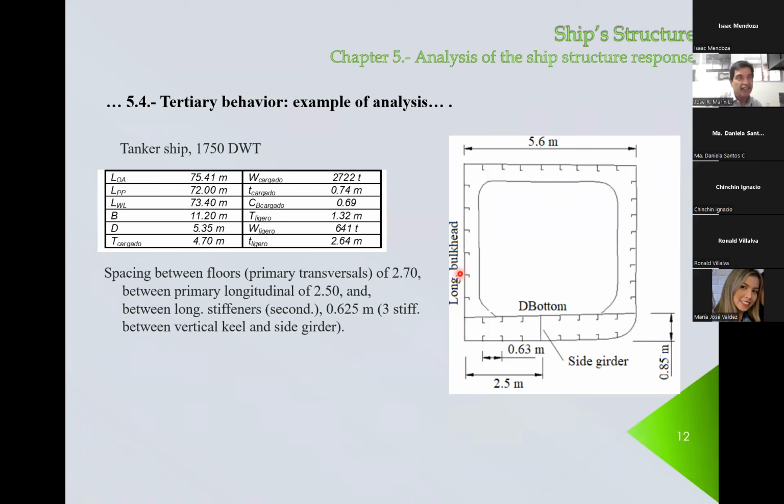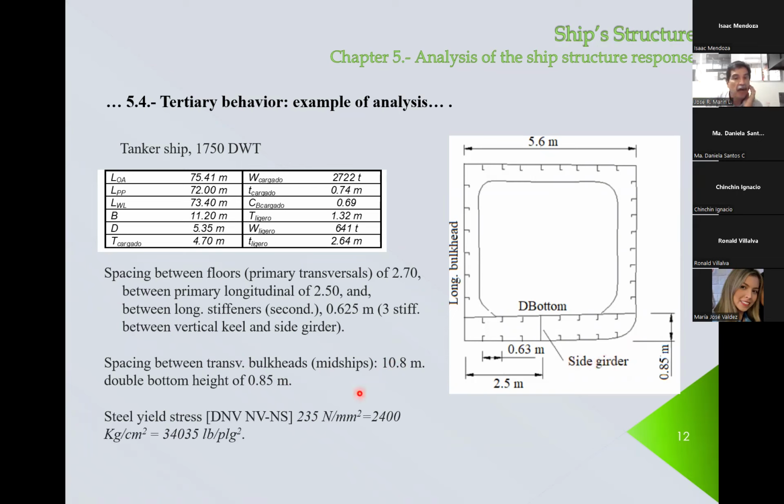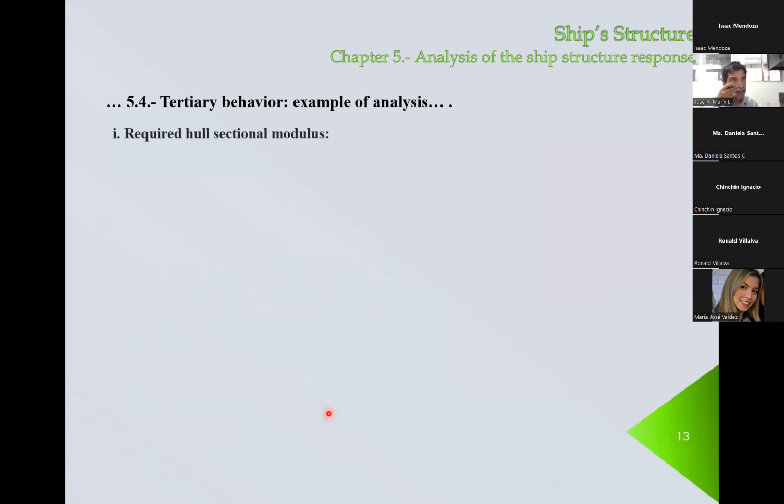Now, let's go on and do the analysis. This is extra information. That's the spacing between bulkheads. The double bottom height is 0.85. Now, we consider that this is built with common steel, so this value has to be considered. In the past, we used other units. We are just keeping international system units, so 235 megapascals.